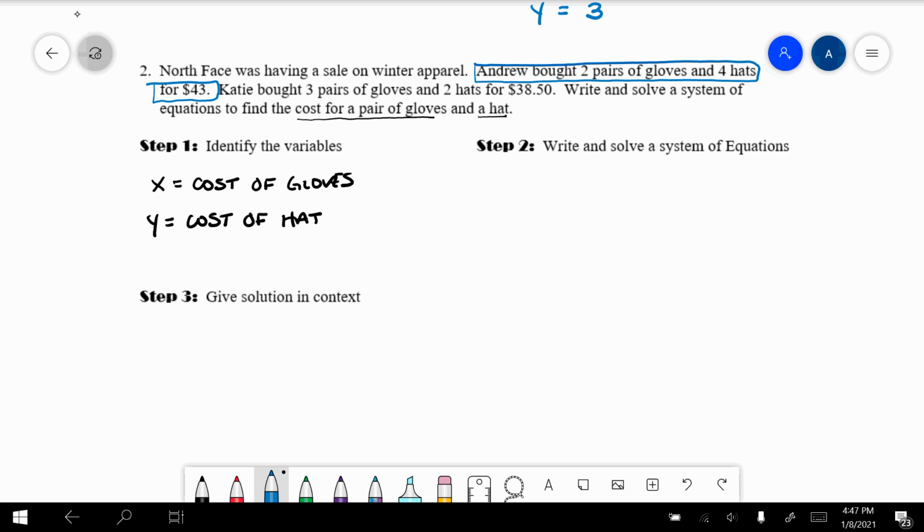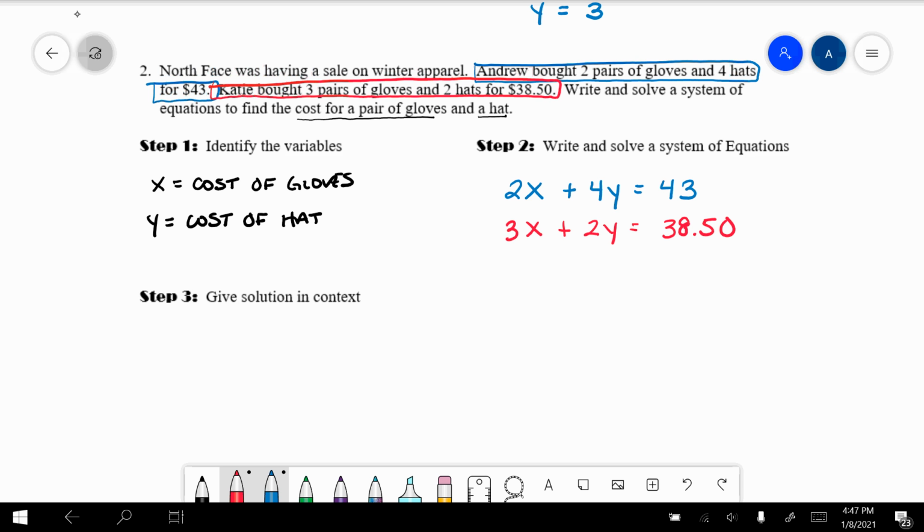That right there is going to be an equation. So 2 pairs of gloves times X, the cost of gloves, plus 4 hats times its cost, and that will equal a total of $43. The next sentence here, Katie bought 3 pairs of gloves and 2 hats for $38.50. And so Katie here, 3 times the cost of gloves plus 2 hats times the cost, and she spent $38.50. So now we have our system of equations.